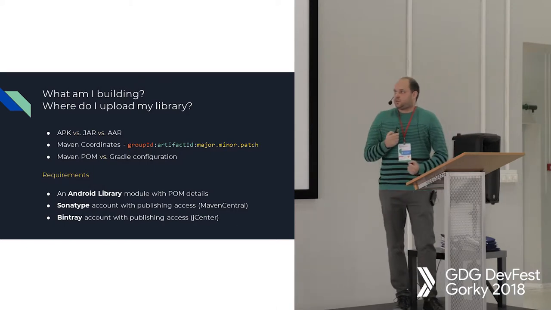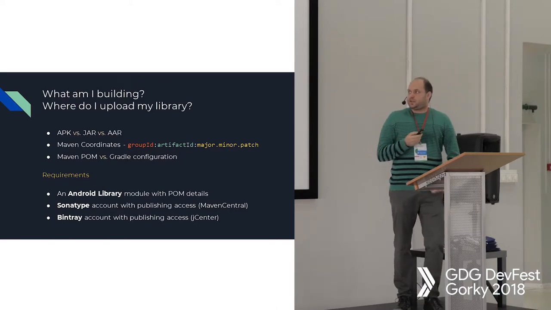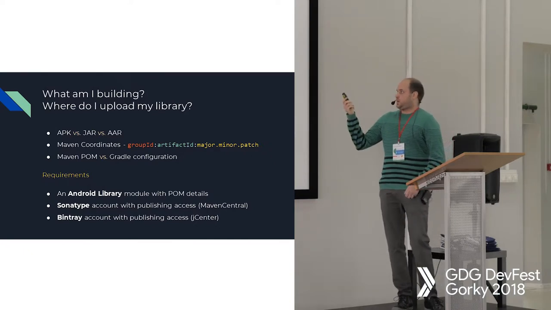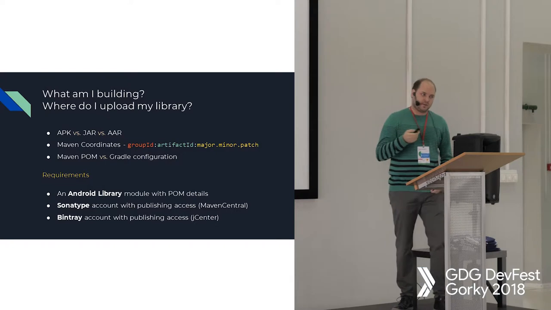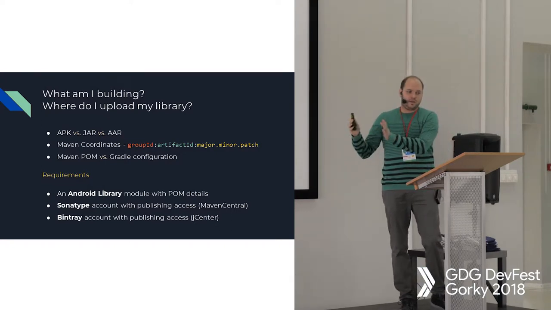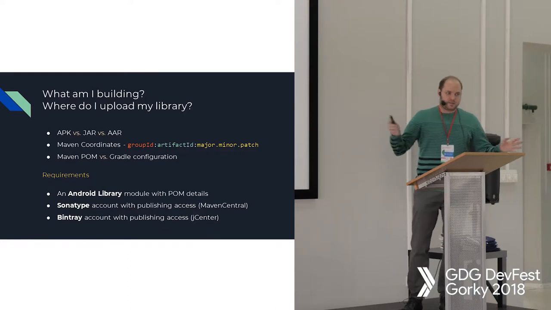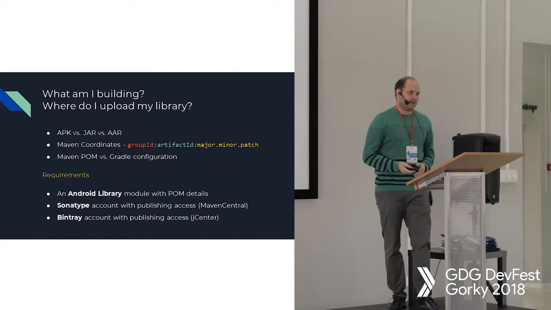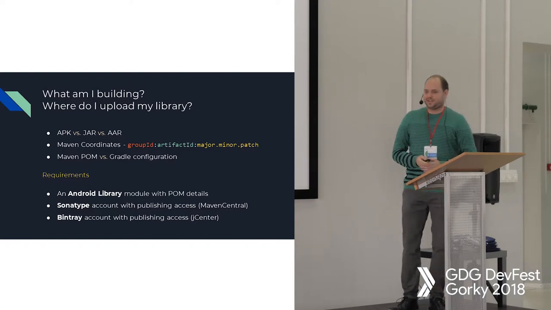Another important thing to note is each library is identified by its Maven coordinates. It goes like this: group ID, artifact ID, and then the version. Usually we specify the version as major number, minor number, and patch. You can see this all across the industry. Everyone uses this, so if you're building an Android library, please use it. It's very friendly.